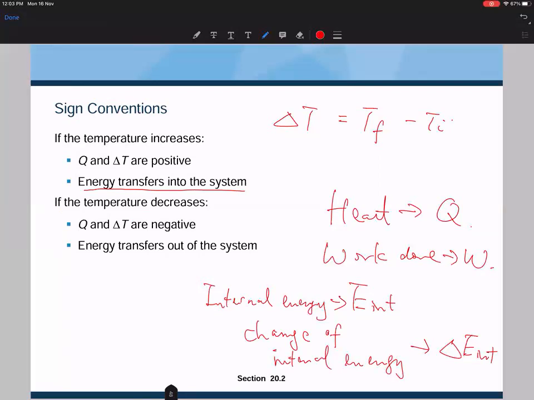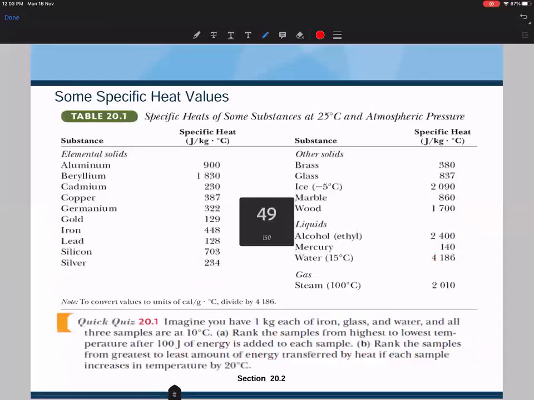So Q refers to the heat, W is the work done, and delta E refers to the change in the internal energy.